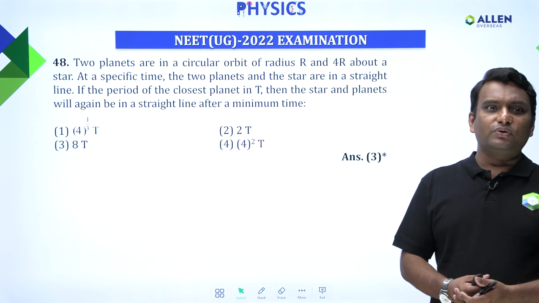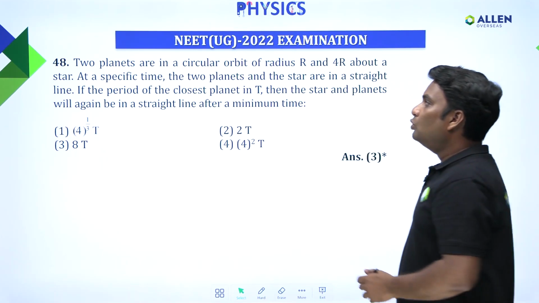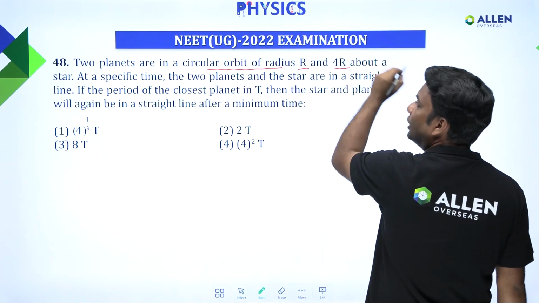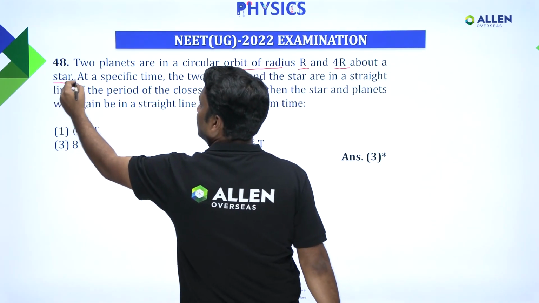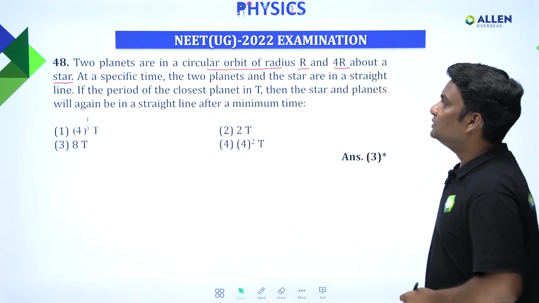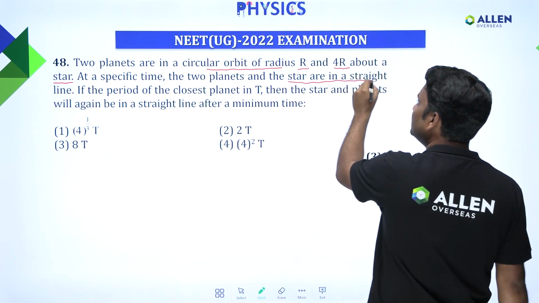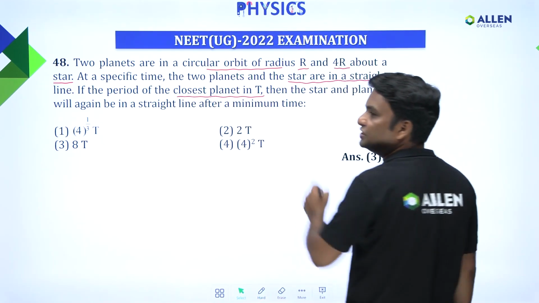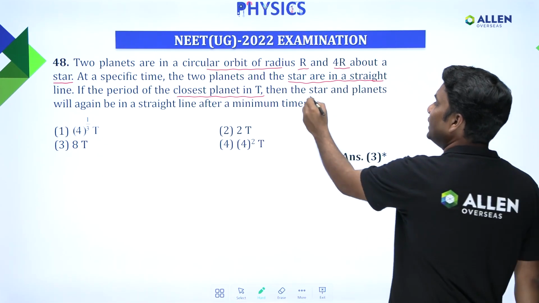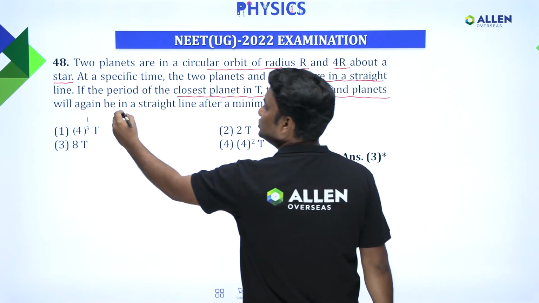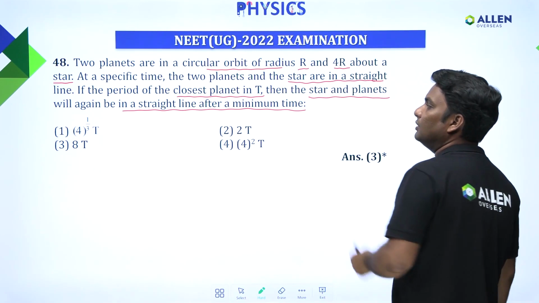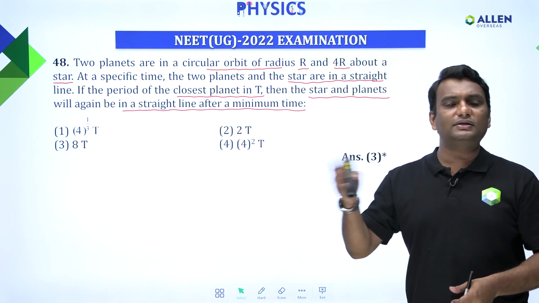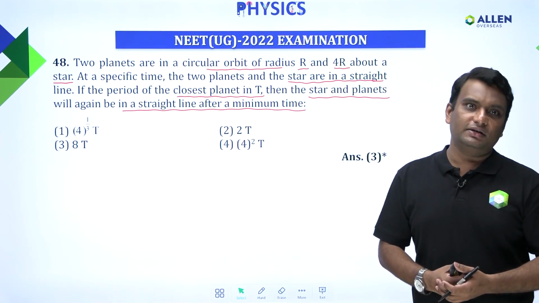Now the next question in the sequence is, two planets are moving in a circular orbit. The radius of their orbit is r and 4r, about a star. At a specific time, these two planets and the star are in a straight line. If the period of the closest planet is t, then the star and the planets will again be in a straight line after minimum time how much? So the question is saying after how much minimum time, again the two planets and the star are going to be in a straight line.